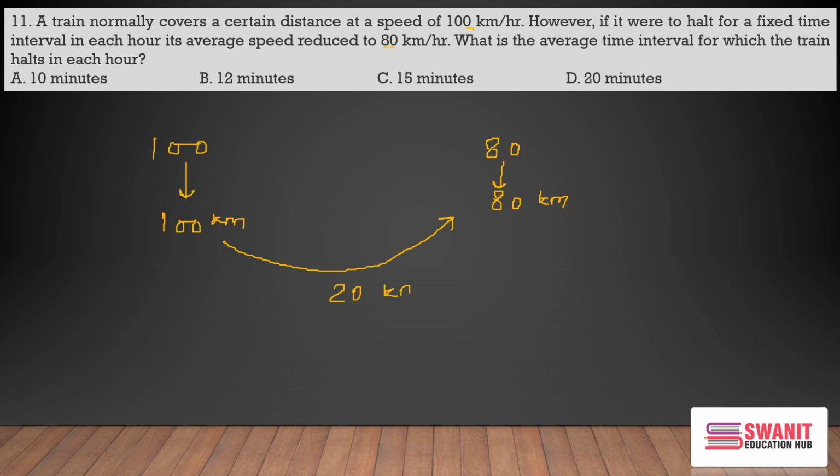which means by halting at different places, it has got a reduction of 20 kilometers, which means 20 kilometers with this speed, that is 100 kilometers per hour, must have been covered in 20 by 100, which gives me 1/5 of an hour. 1/5 of an hour is nothing but 1/5 multiplied by 60, and that is 12 minutes. So that means the train must have halted for 12 minutes, and the answer becomes option number B, 12 minutes. Next question.